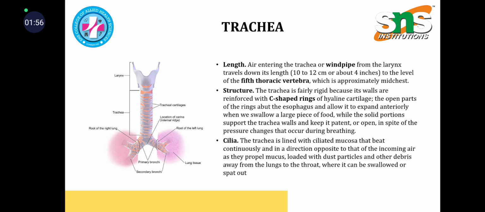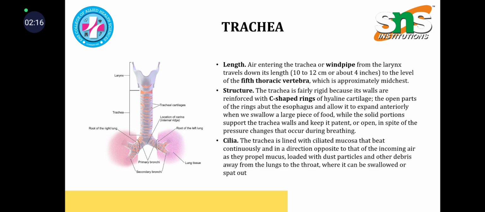The open parts of the rings abut the esophagus and allow it to expand anteriorly when we swallow a large piece of food, while the solid portions support the trachea walls and keep it patent, or open, in spite of the pressure changes that occur during breathing.